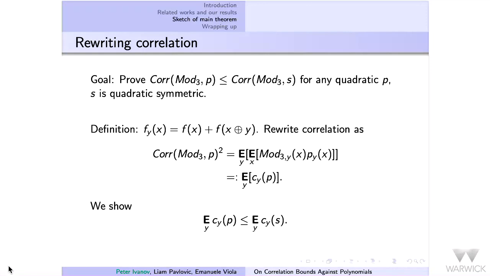Our first step is a standard step in many other papers on this topic. We can write the square of the correlation in terms of the correlation of the derivative of p and the derivative of mod 3. I define this quantity C_y(p), which is just the inner term here. In the rest of the proof, we'll just be showing that this expected C_y(p) is at most expected C_y(s).